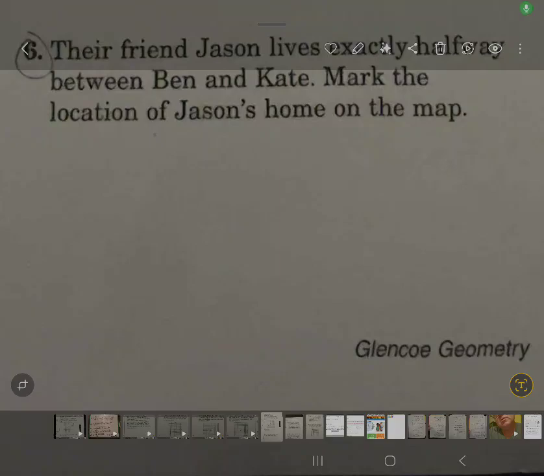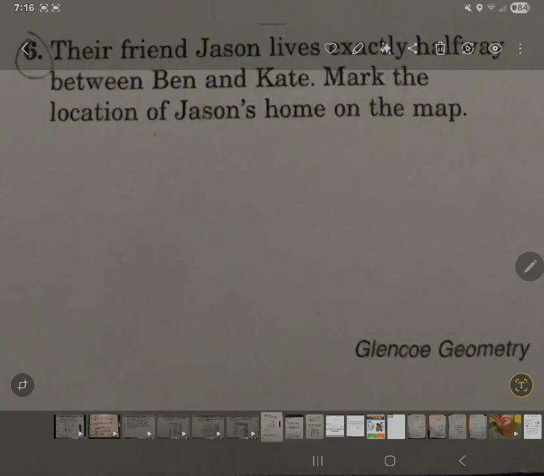Ladies and gentlemen, this is the last question for tonight. This is number 6 on the homework. This says, their friend Jason lives exactly halfway between Ben and Kate. Mark the location of Jason's home on a map. Well, this actually says mark the location, right?